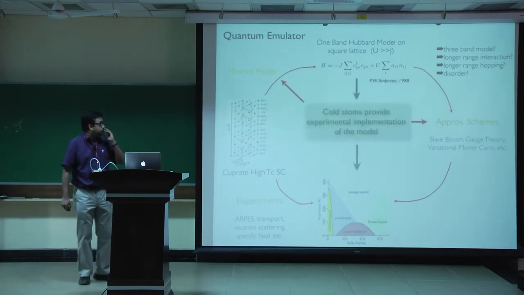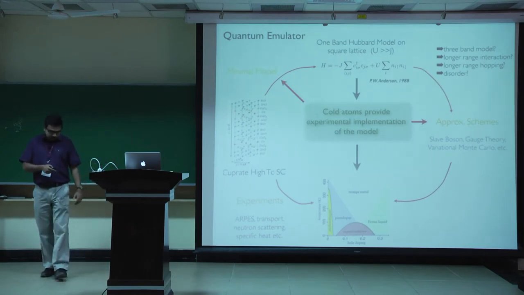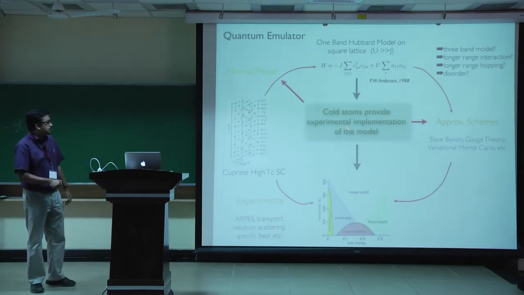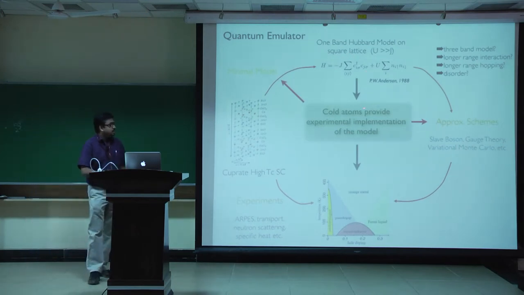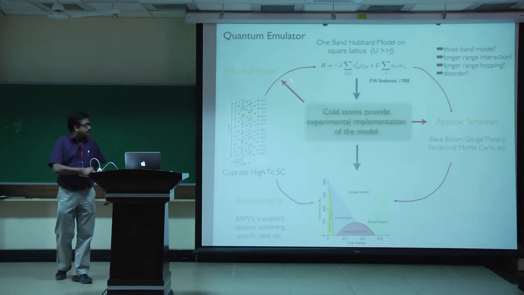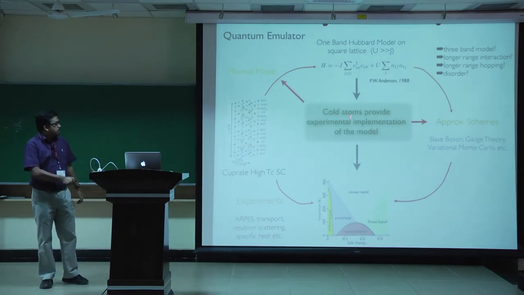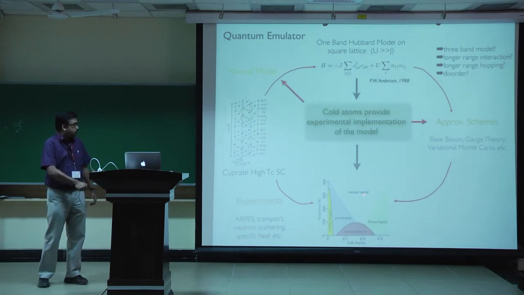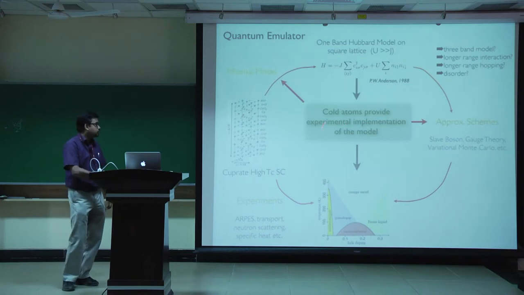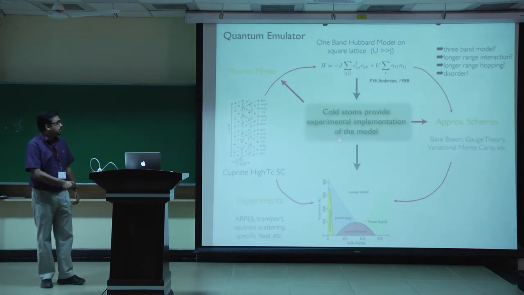Now, here is where cold atoms come in. So what cold atoms do is they provide an experimental realization of the model. It does not give you an experimental implementation of the material. But that lets you go back and ask, I can do experiments on a realization of this model. I can try to ask similar questions and see how much I can get out of this model. And hence go back and ask, how much can this minimal model give this phenomenology, or what part of this phenomenology is not given, what do we need to add, and so on and so forth.